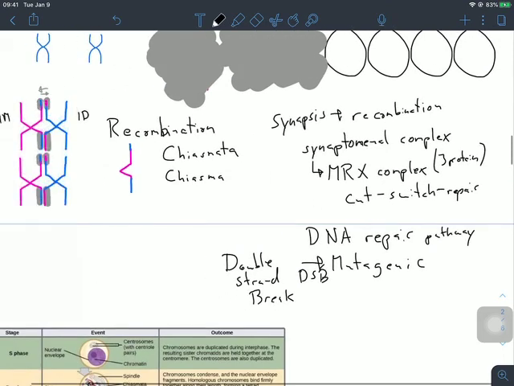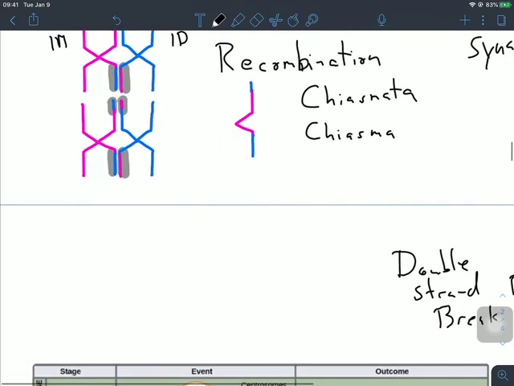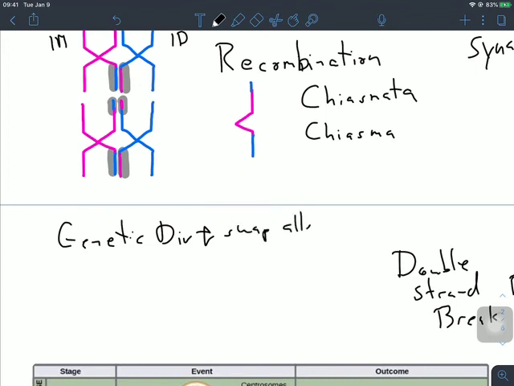So recombination generates genetic diversity in two ways: by swapping alleles and by mutations in double-strand breaks.